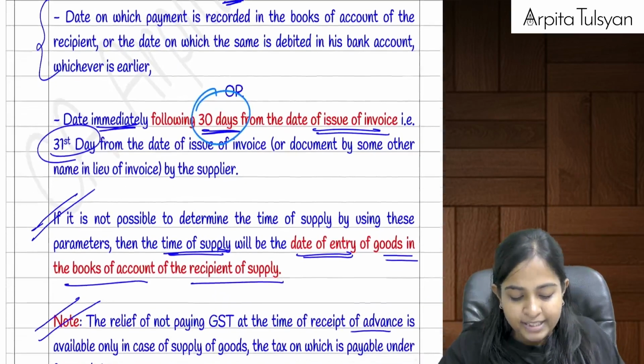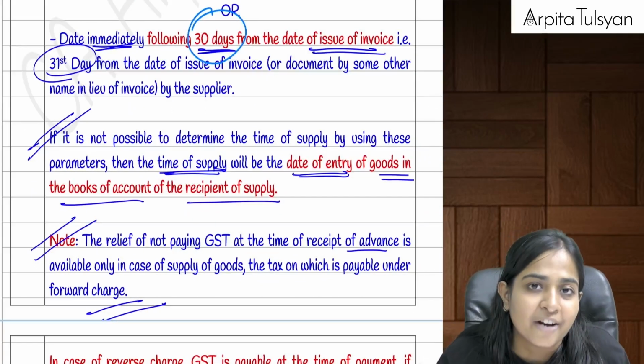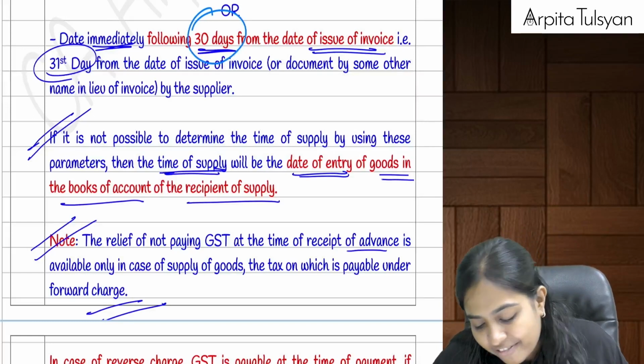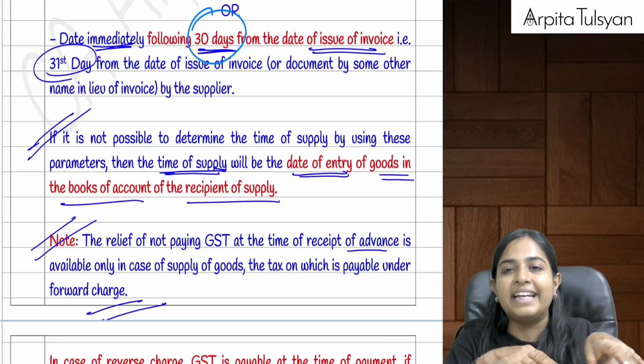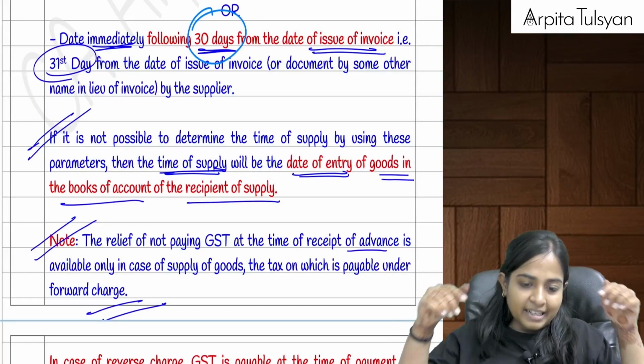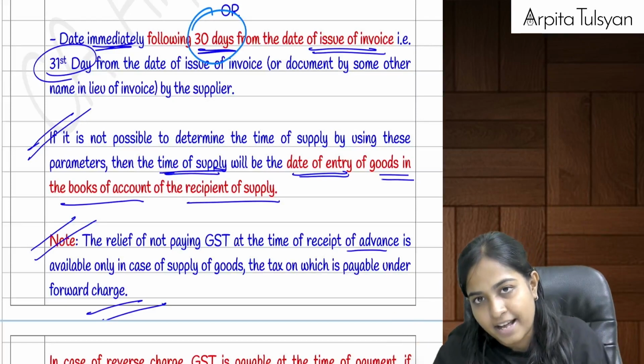Are you able to understand this? Okay, now let's say we do not have this information available with us. In such a case, the time of supply will be the date of entry of goods in the books of accounts of the recipient. The day the recipient has recorded it in the books of accounts will be considered as the time of supply.